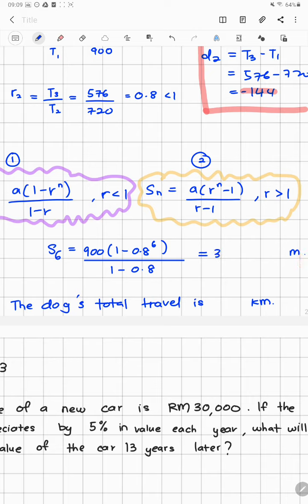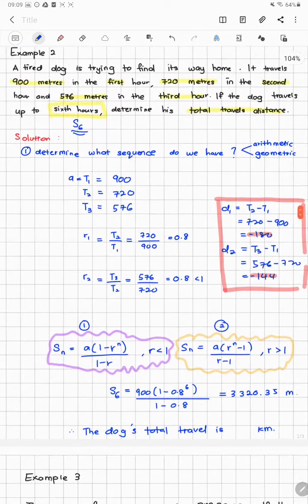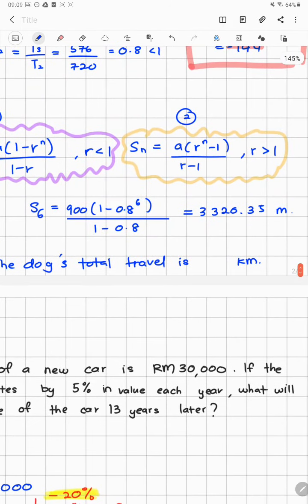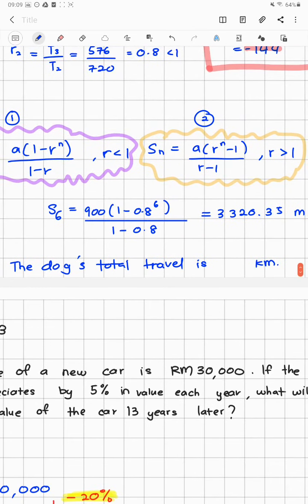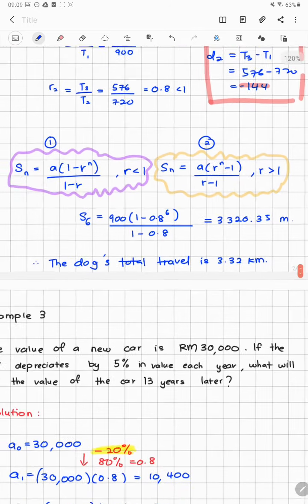3,320.35. 3,320.35 meter, because here we are dealing with meters. So you can convert it into kilometers. So just give it in the conclusion. The dog's total travel is 3.32 kilometers. So that's all.